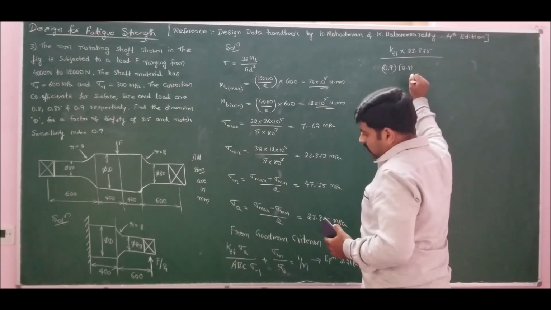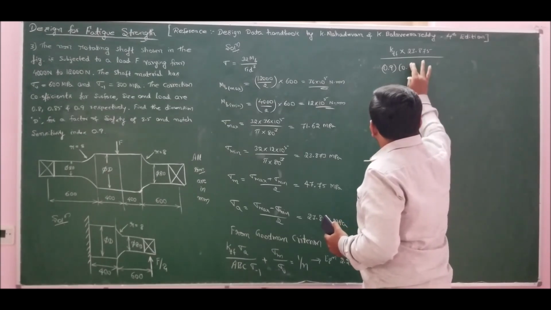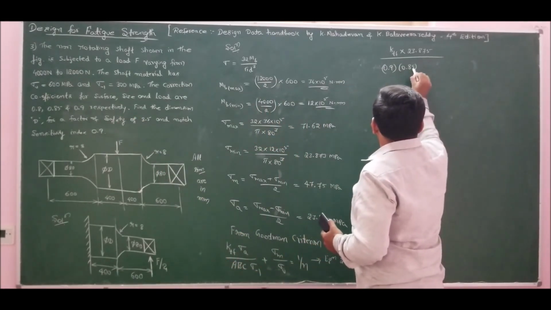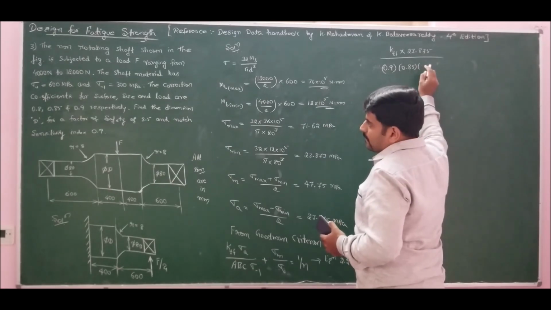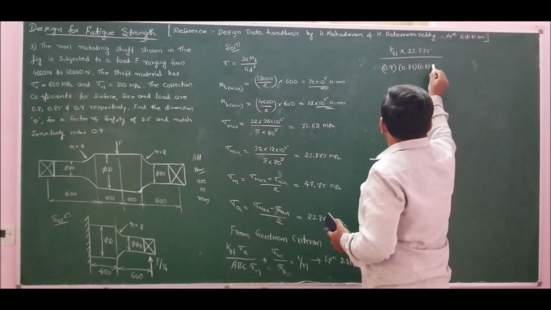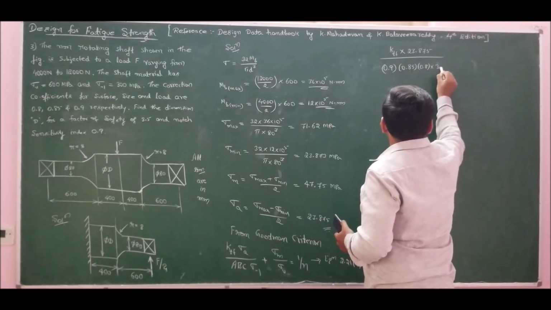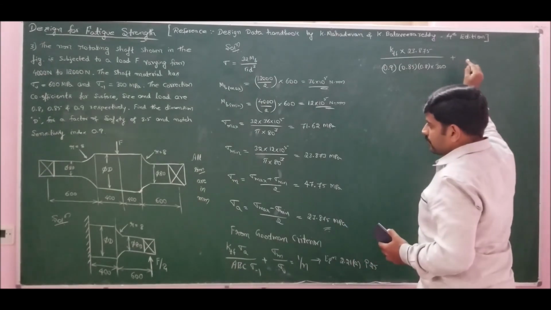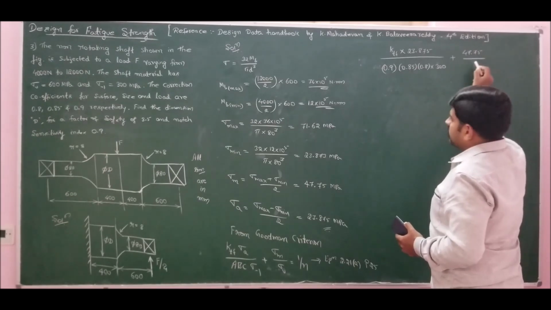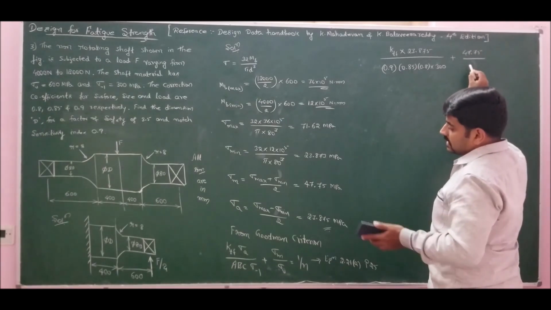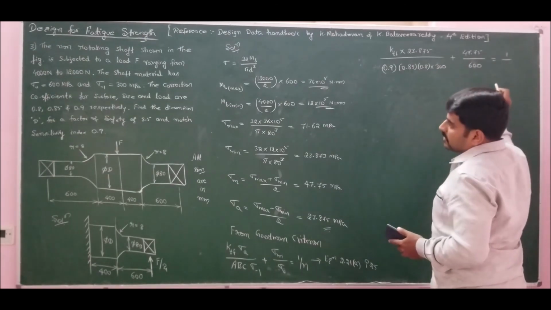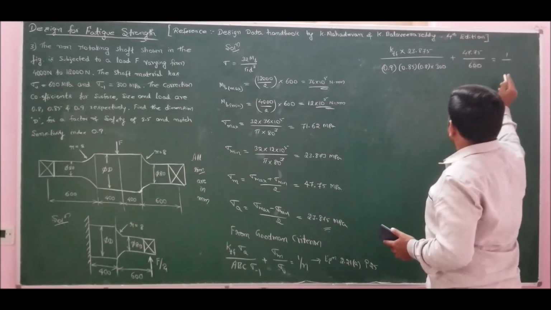B stands for size correction factor. Size correction factor is 0.85, and C stands for surface correction factor, which is given as 0.8, into endurance stress is 300 megapascals, plus mean stress is calculated as 47.75 divided by yield stress is given, we are designing based on Goodman, so therefore ultimate stress is given as 600, which is equal to 1 by factor of safety is 3.5.